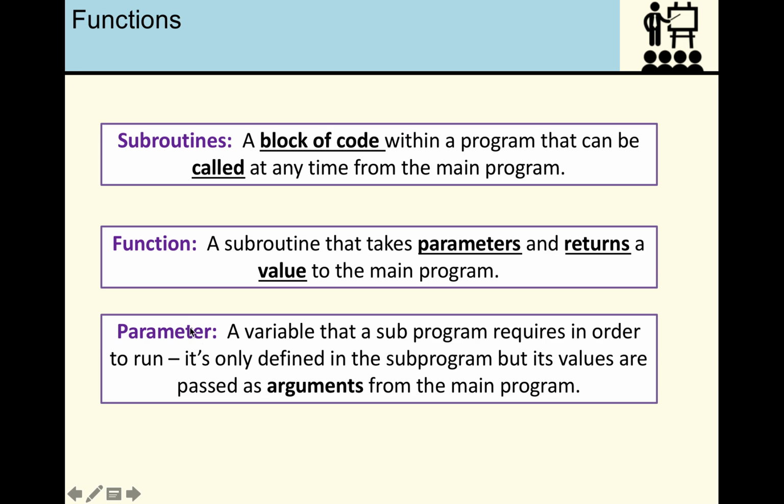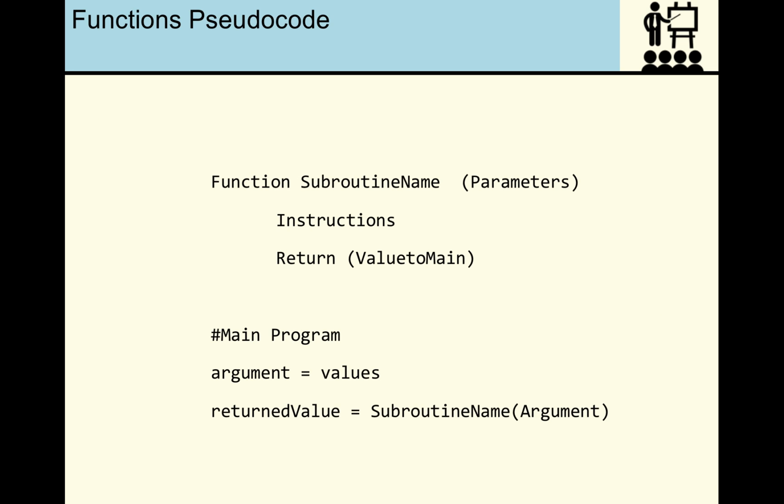Finally, a parameter is just a variable that a subprogram requires in order to run. It's only defined in the subprogram, but its values are passed as arguments from the main program. We're going to look at this in more detail in the next slide. There are a lot of parts to how a subroutine and a function work, so I recommend that you pause this video, take down notes, and on the next slide you can even go into Python and try to code the program up and see how it works yourself.